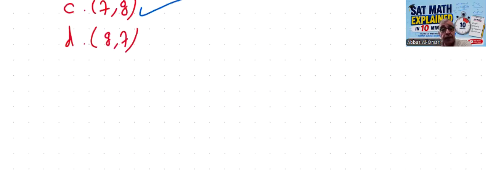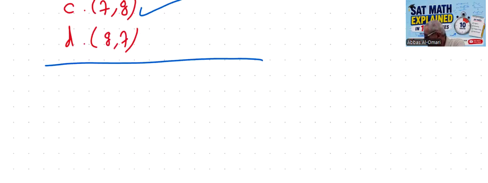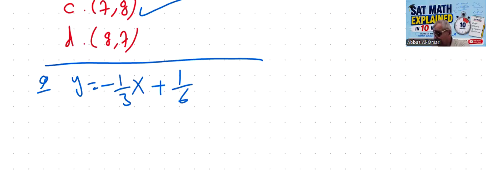So let's see the last problem. Which of the following is parallel to the line? So we have a line y equals minus 1/3 x plus 1/6. So this is a given equation, a straight line. And we are given 4 different equations, and we want to determine which line is parallel to this line.